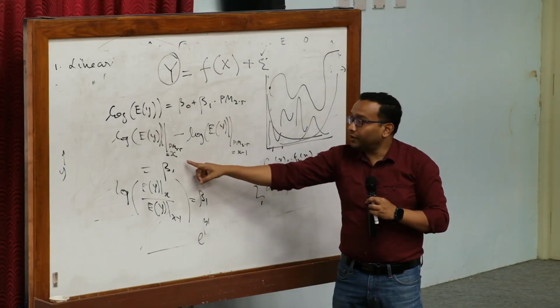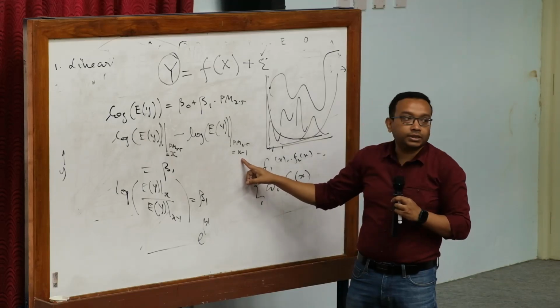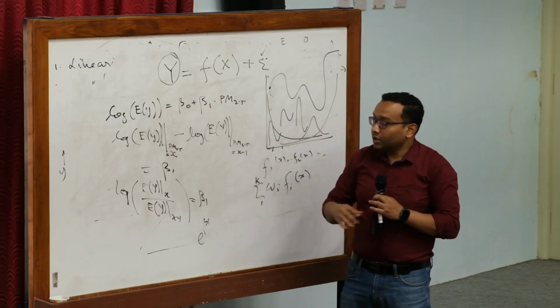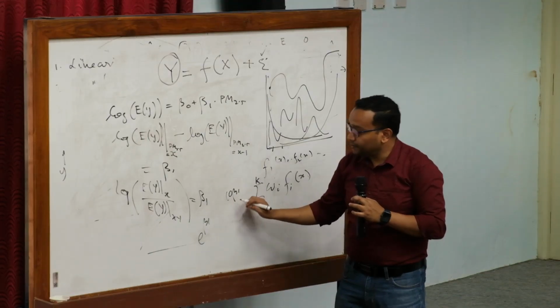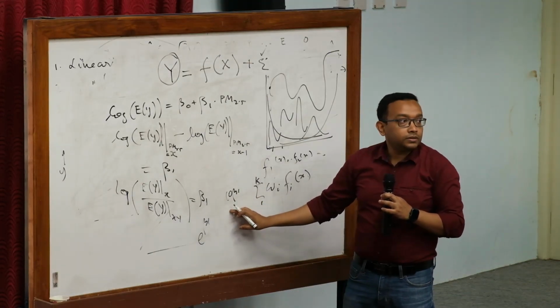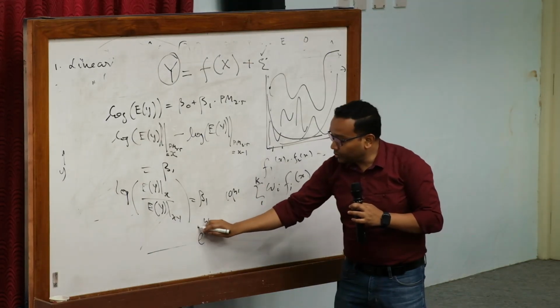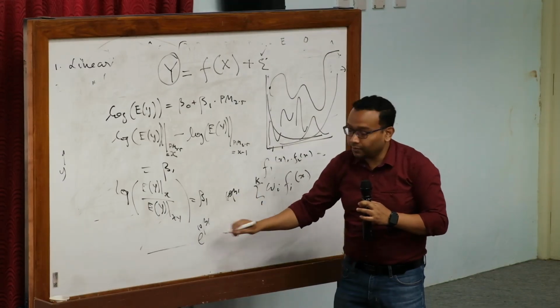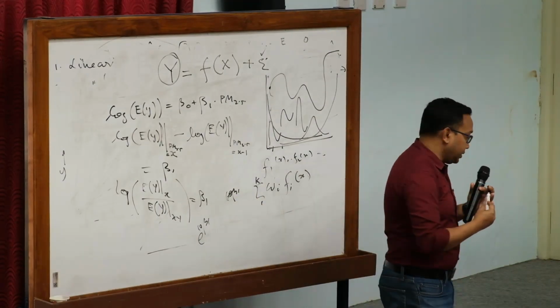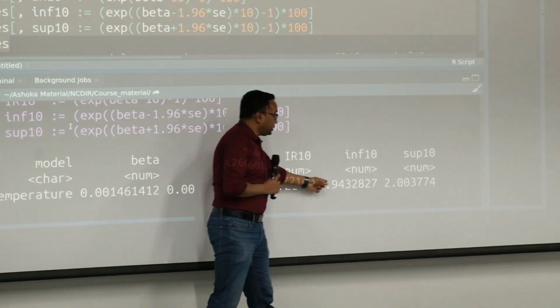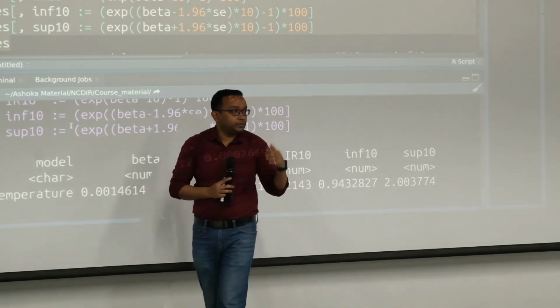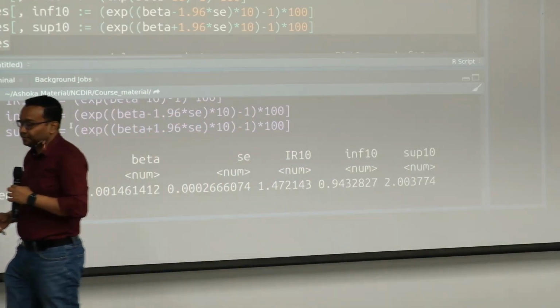So PM 2.5 would be x and this would be x minus 10. So then this would be 10 times beta 1, and then you have to exponentiate accordingly. So that's what is happening there. So for a 10 unit change, what is the change in the ratio? That's 1.47, and this is the confidence interval for that e to the power 10 beta.